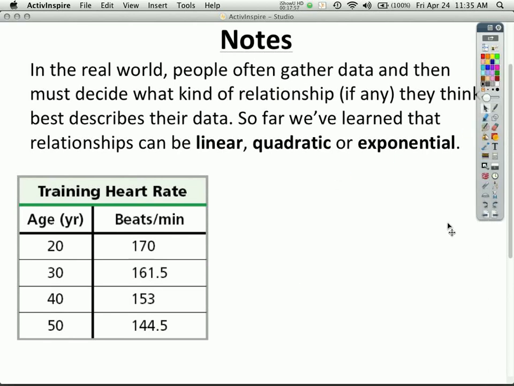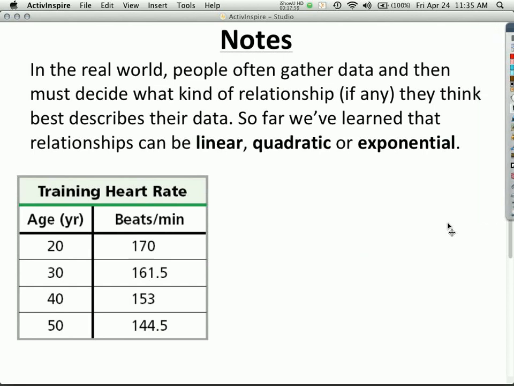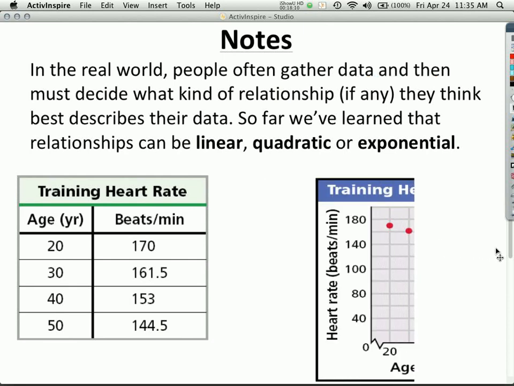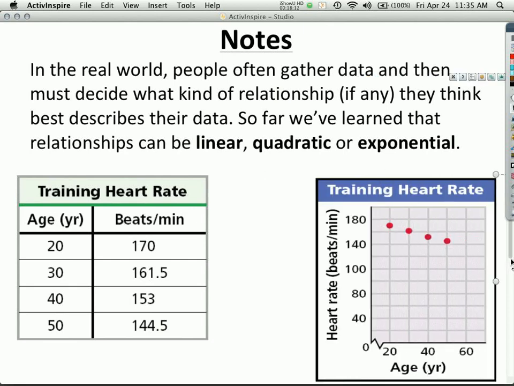Give me a thumbs up if you think this is linear. A lot of people think it's linear. Okay, put your thumbs down. So, now what do you think? Does that support your conclusion or dispute your conclusion? Does the graph support your conclusion? No? Crickets?